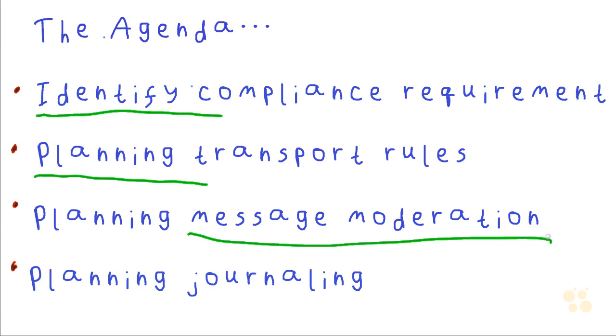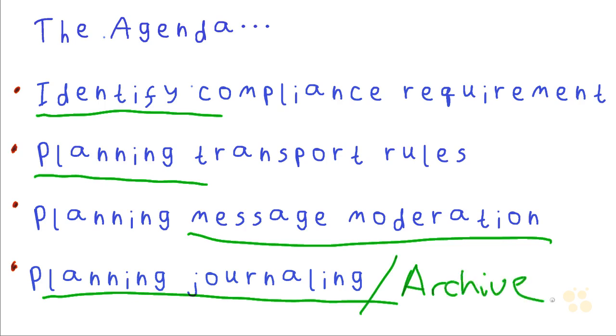I also want to stop by and talk a little bit about planning your journaling. Not everybody has this requirement, but if you do, Exchange does have the components to do journaling. And I want to make sure that you don't get confused between journaling and this other thing, archive. Archiving and journaling are two different things, and so we want to make sure that we separate what those things are. Well, what do you say we get started with identifying some of our compliancy requirements and what this all really means?